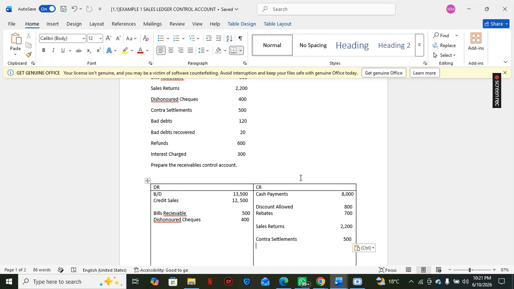So since the contra is dropping the liability and the asset, in the receivables control account, it goes on the credit side. Because remember, reduction in an asset, you credit. And on the payables control account, it's going to go on the debit side. Reduction in a liability, you debit.